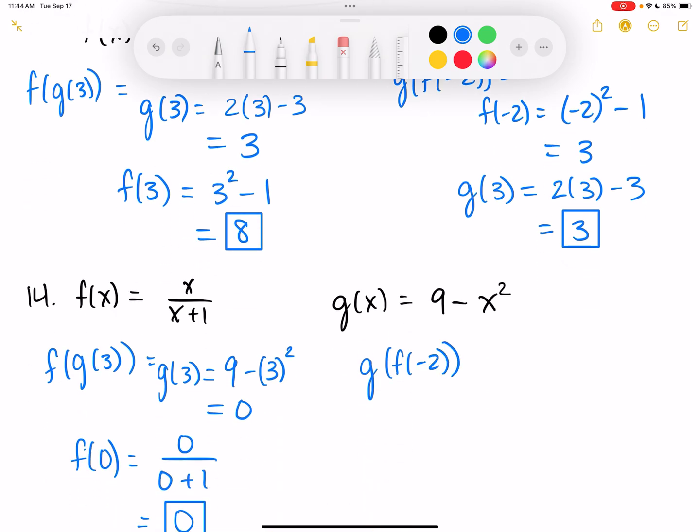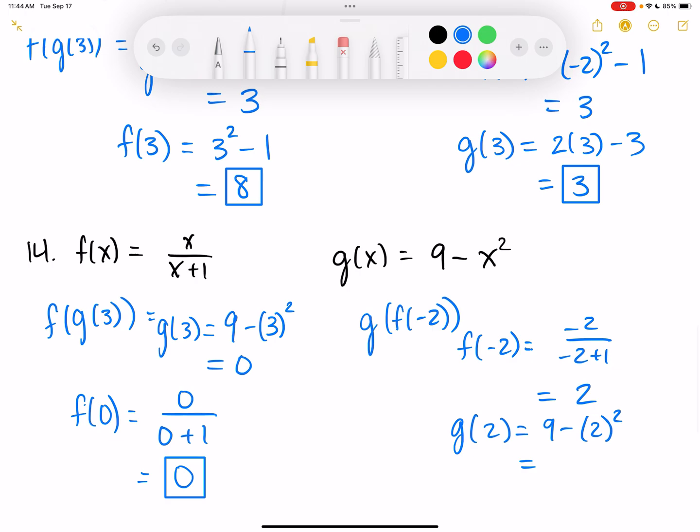And then over here, g of f of, what was it, negative 2. So f of negative 2, negative 2 over negative 2 plus 1 gives me 2. g of 2 is 9 minus 2 squared, which is 5. So my two answers for this one are 0 and 5.